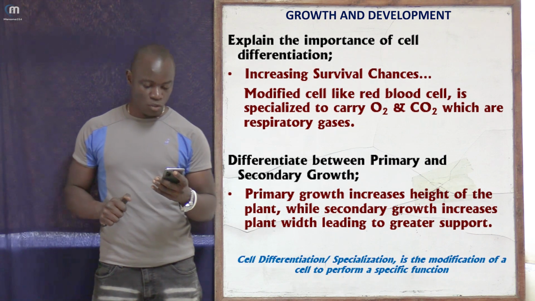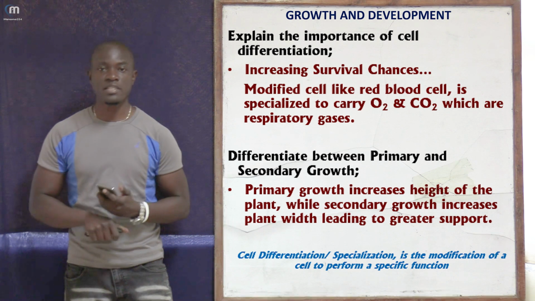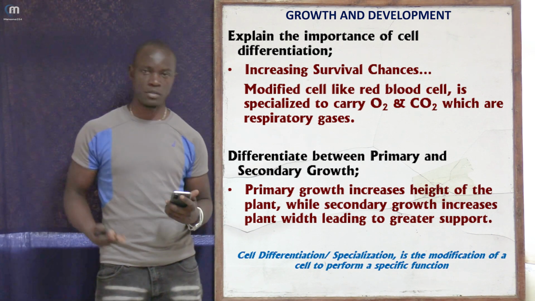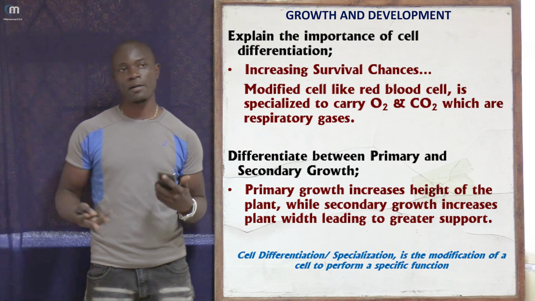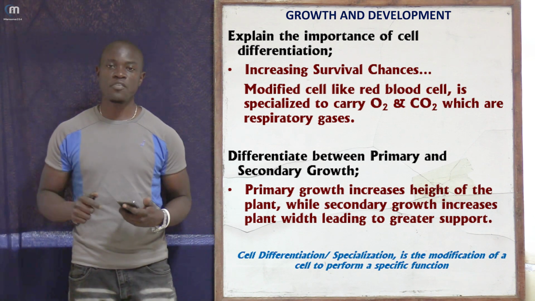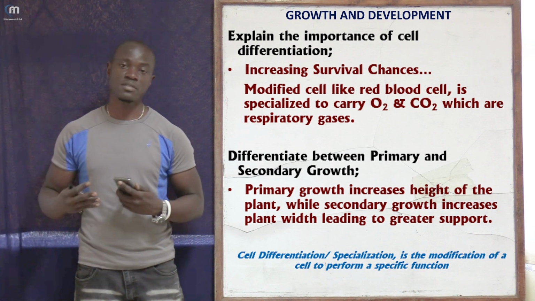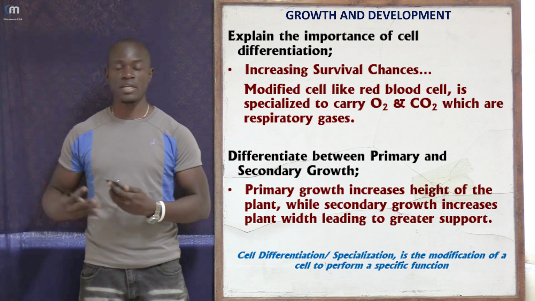So the next question is asking, explain the importance of cell differentiation. So we have already gone through this, but remember we are doing revision. So explain the importance of cell differentiation, which is cell modification. So you see that modified and specialized cells are able to carry out specific functions in an organism. Therefore, they increase the chances of survival in the organism.